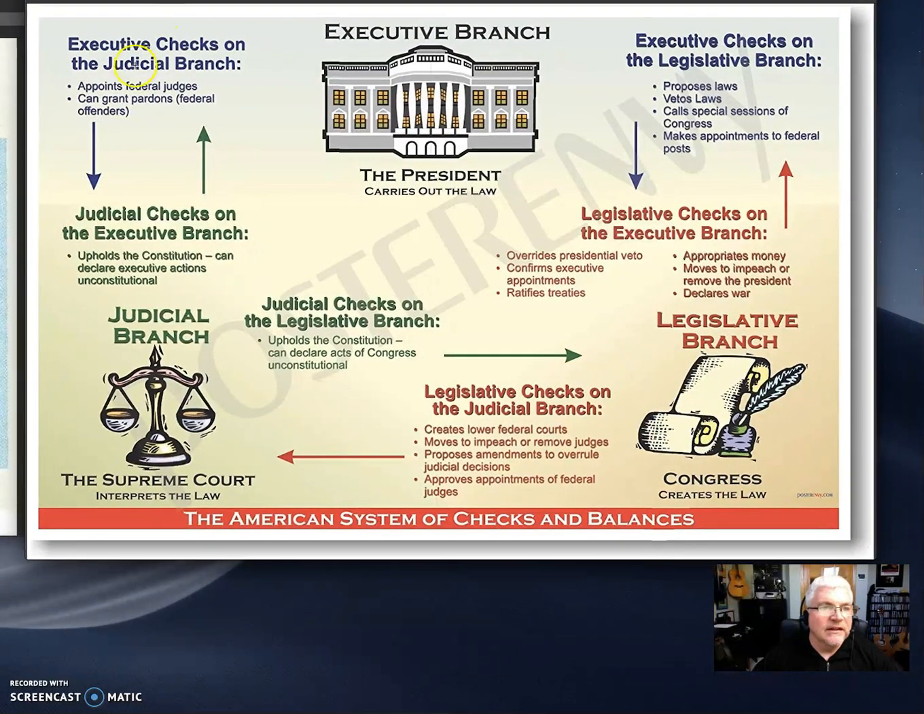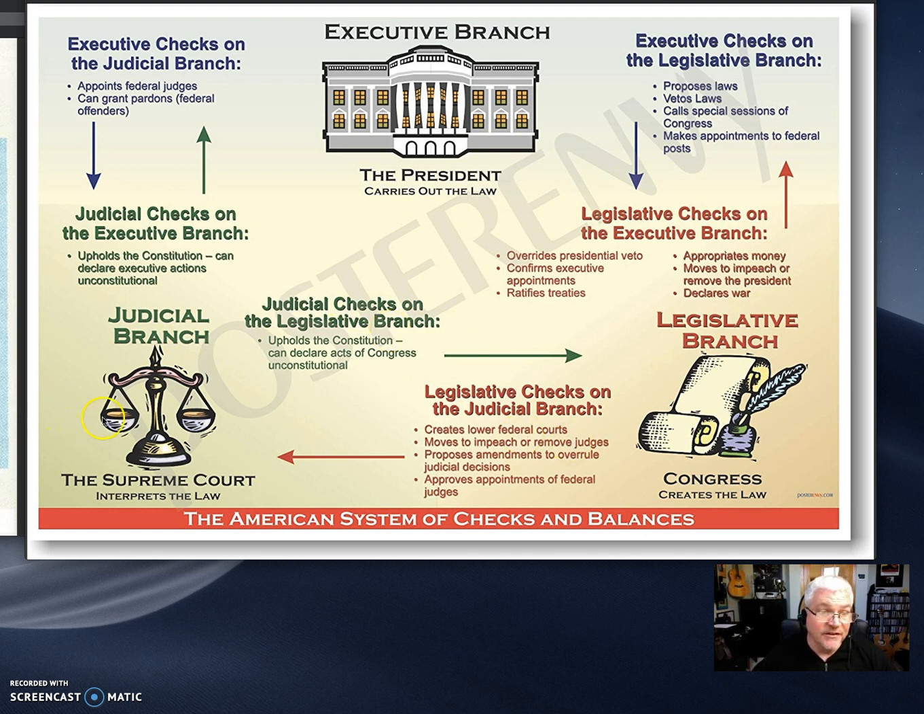We'll get that. So again, executive checks on the judicial branch. The president, the executive, appoints federal judges and can grant pardons for federal offenders. How does the judicial branch check the executive branch? They can uphold the Constitution and declare executive actions unconstitutional. The judicial branch checks the legislative branch by declaring acts of Congress, laws, unconstitutional.